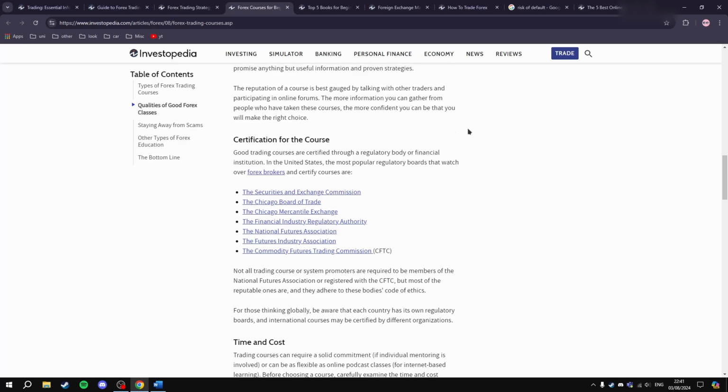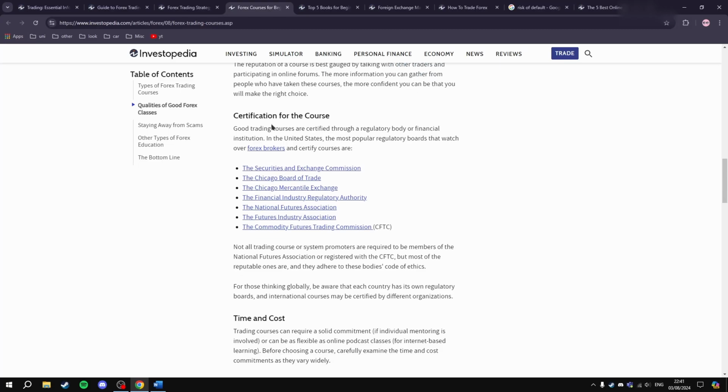The reputation of a course is best gauged by talking with other traders and participating in online forums. The more information you can gather from people who have taken these courses, the more confident you can be that you will make the right choice.